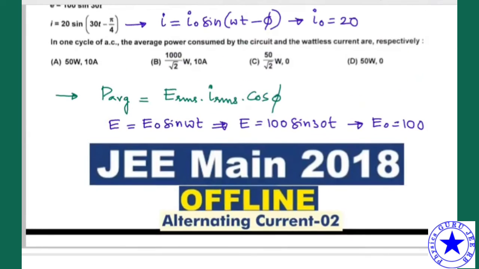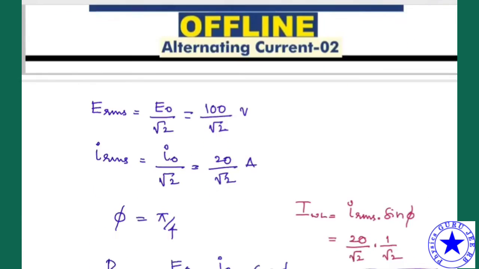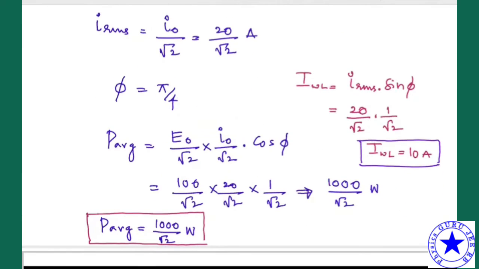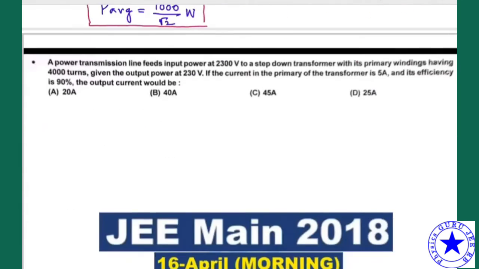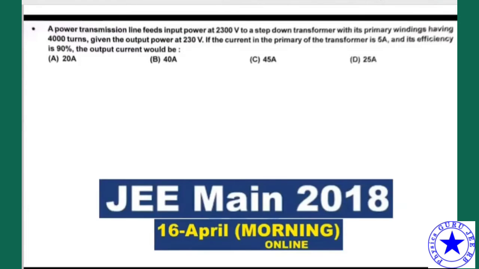Let me see which option matches. 1000 by root 2 is option B. So B is the appropriate answer for this question. Okay, next, moving to 2018.